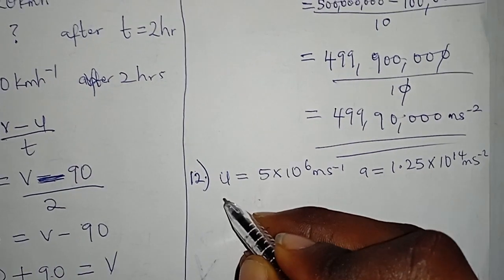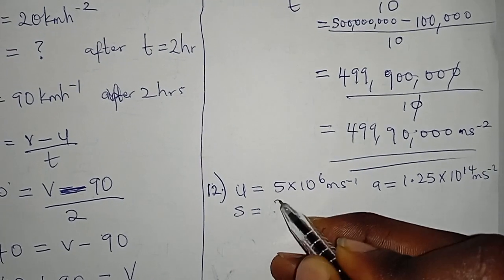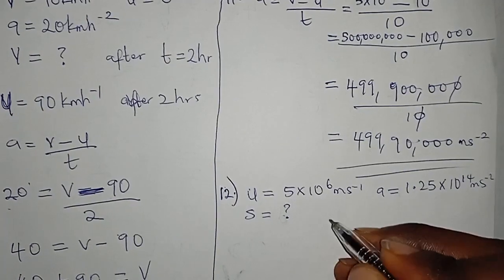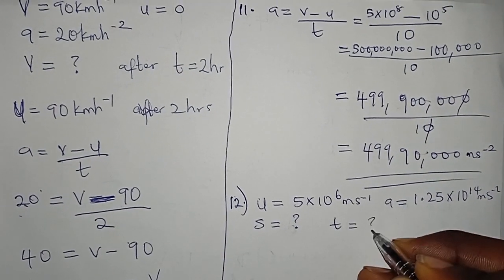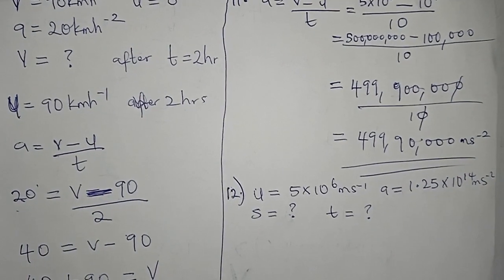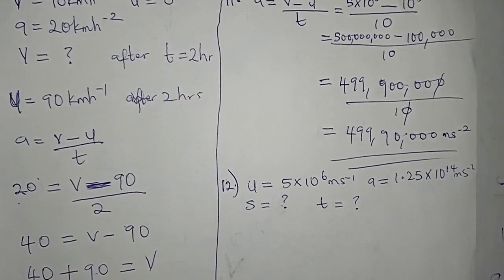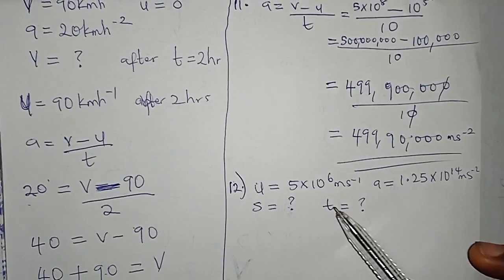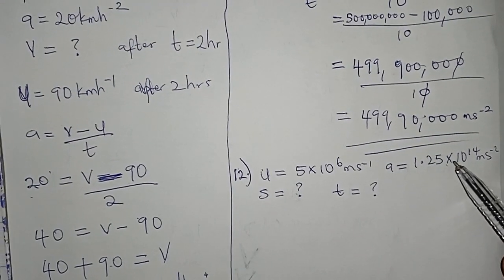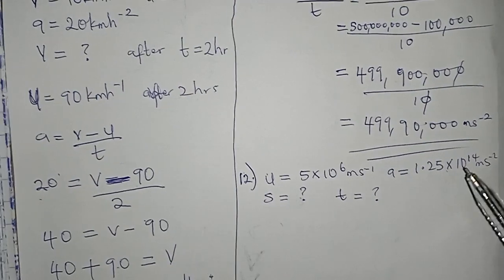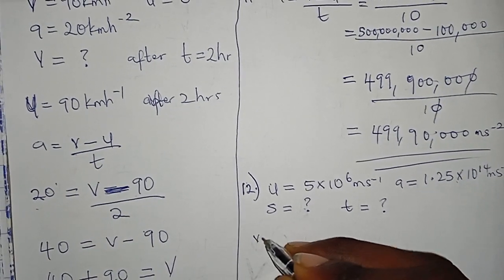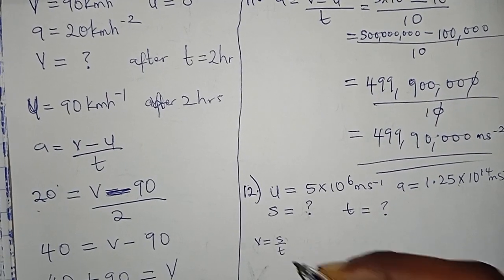And they're asking how far, s, does the electron travel. And they're asking what is the total time taken. But we know from this question, we are given speed, we are given acceleration, we are not given time. Okay, let's just think. V is equals to S over T, shall we?